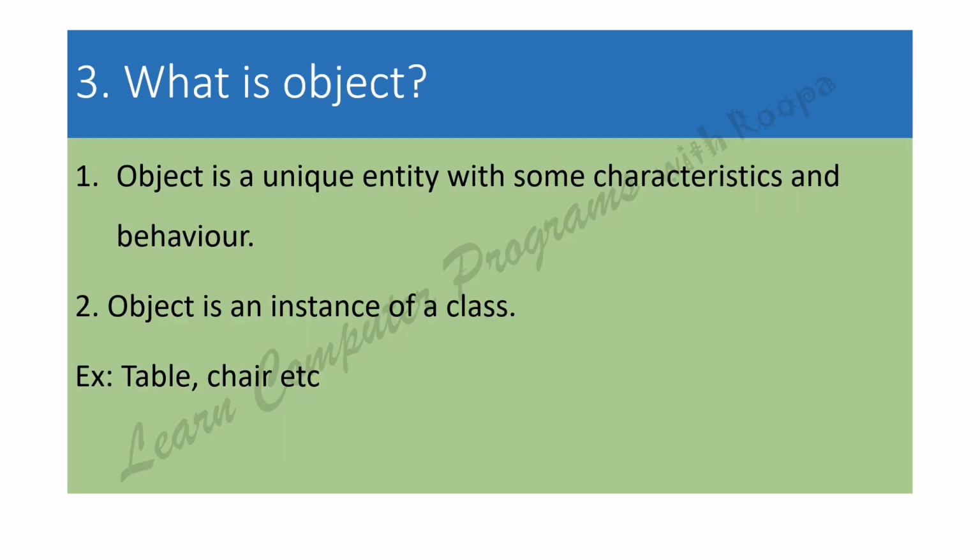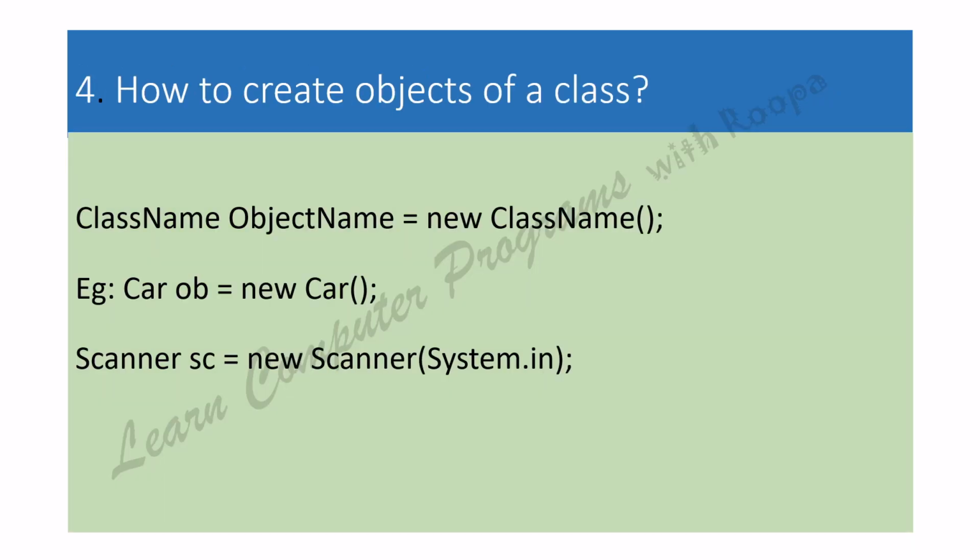What is an object? An object is a unique entity with some characteristics and behavior. An object is an instance of a class. Example, table, chair, etc.